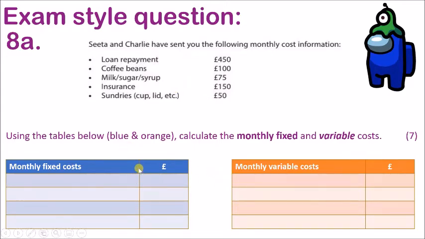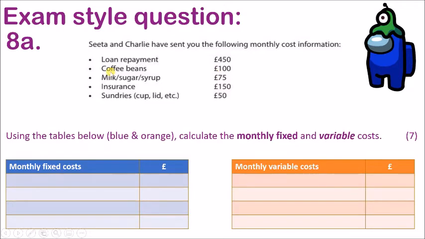So our first step is understanding what is a fixed cost and what is a variable cost. So fixed, has it got anything to do with making the product? Let's go through that list. A loan, is that specifically about making a coffee? Coffee beans, is that specifically about making a coffee? I think that says something.